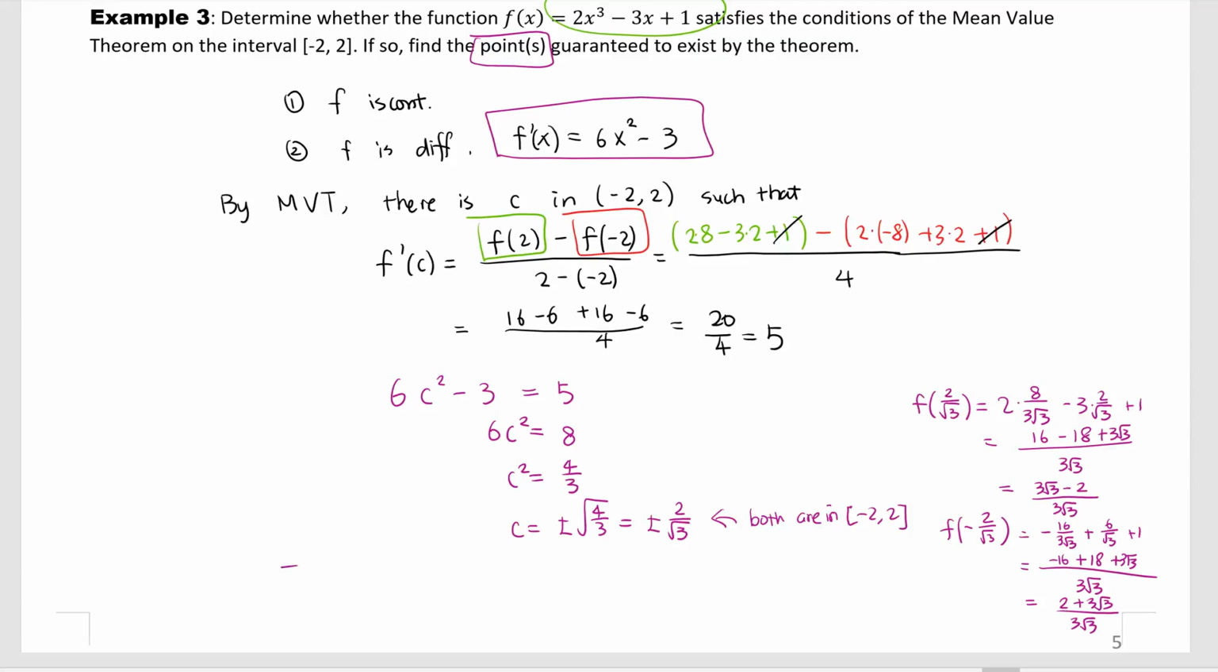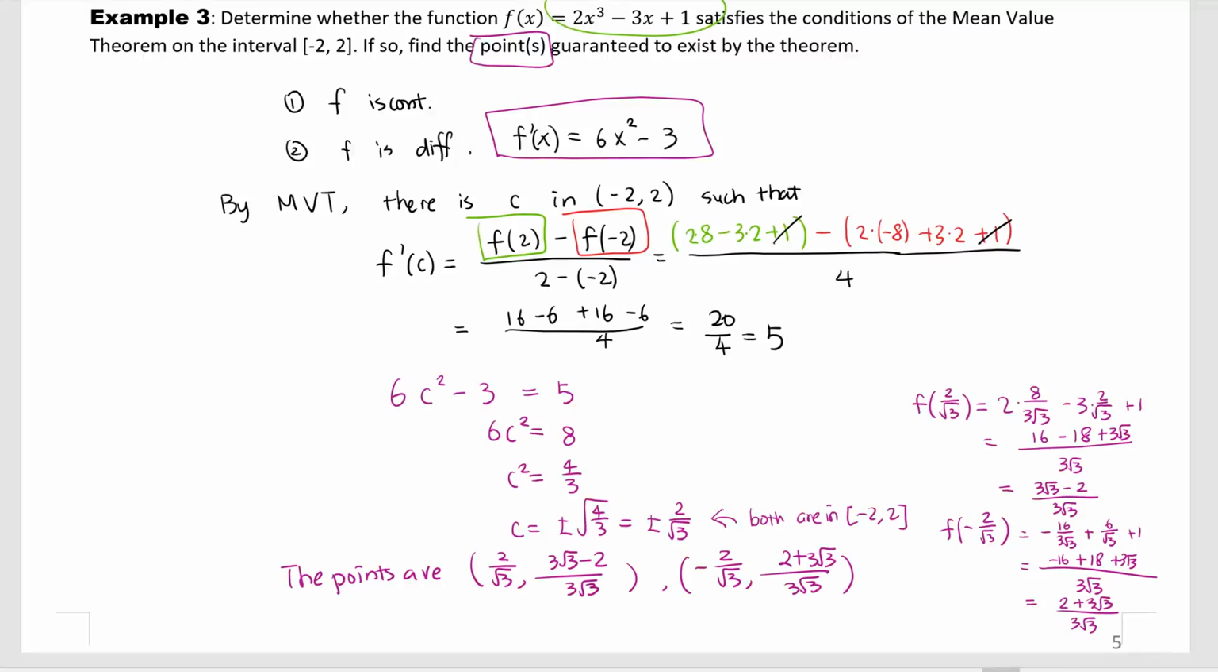Okay, so finally the points are, c is 2 over root 3, and then the y is 3 root 3 minus 2 over 3 root 3. The second point, where c equals negative 2 over root 3, and then my y is 2 plus 3 root 3 over 3 root 3. So we have 2 points satisfied. Okay, everybody? So that is example 3.